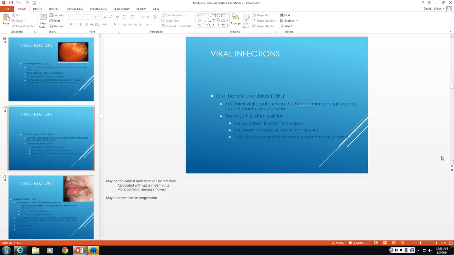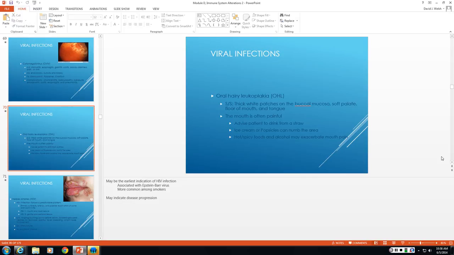Another viral infection could be the OHL, or oral hairy leukoplakia. This may be the earliest indication of a HIV infection. It's usually associated with the Epstein-Barr virus, most commonly seen among smokers. And this may indicate the disease has progressed. So your signs and symptoms are going to be thick white patches on the buccal mucosa, soft palate, floor of the mouth, and the tongue.